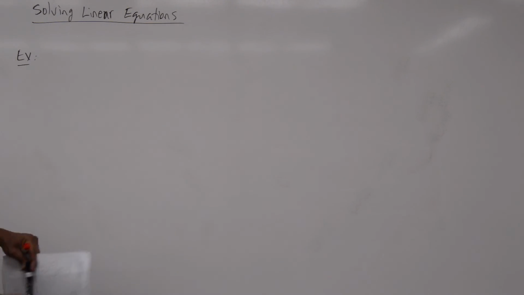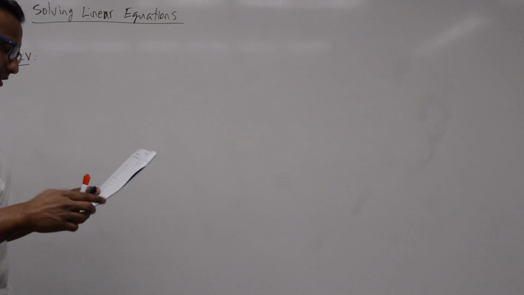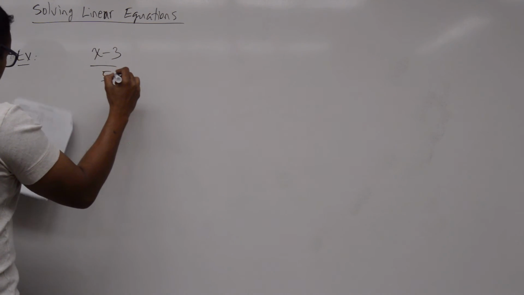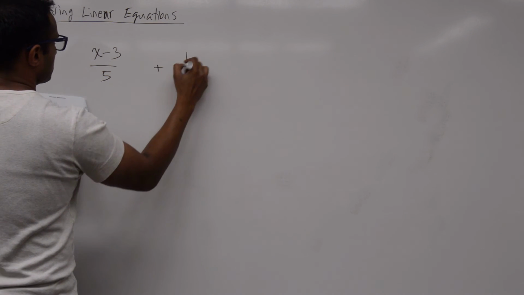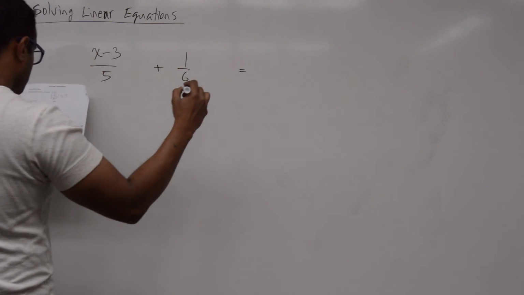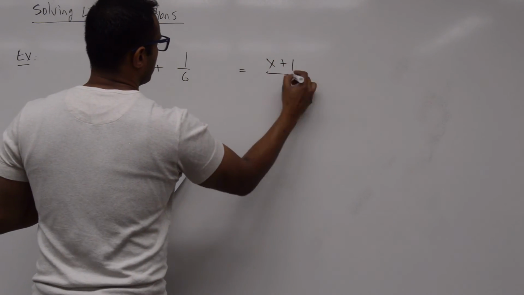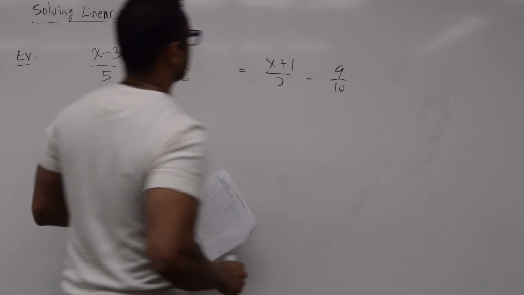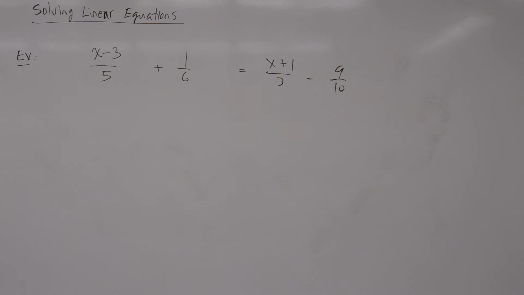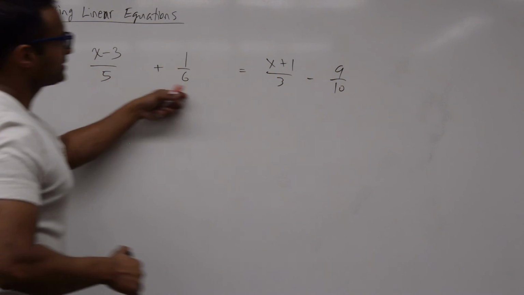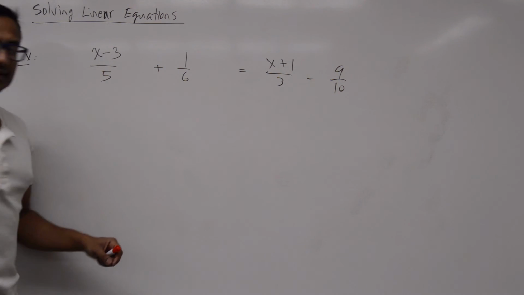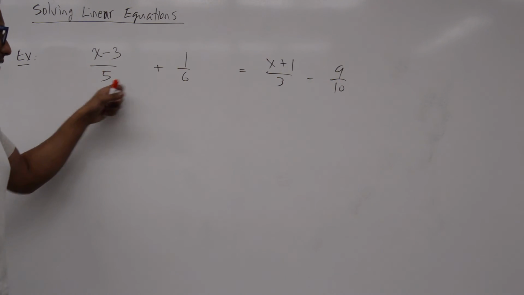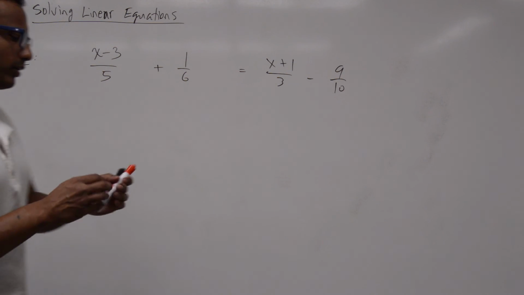Okay, so hopefully you guys paused the video and had a chance to work out the next problem, but here's what the problem says. We have x minus 3 over 5 plus 1 over 6, and that is going to equal x plus 1 over 3 minus 9 over 10. All right, so first of all, what is our LCD? Between 5, 6, 3, and 10, you have to find a number that all of these can go into. So that number is going to be 30. 5, 6, 3, and 10, they can all go into 30.